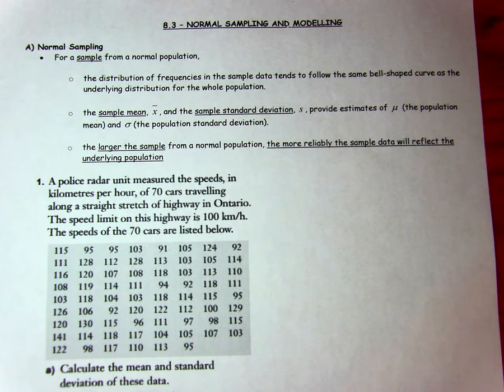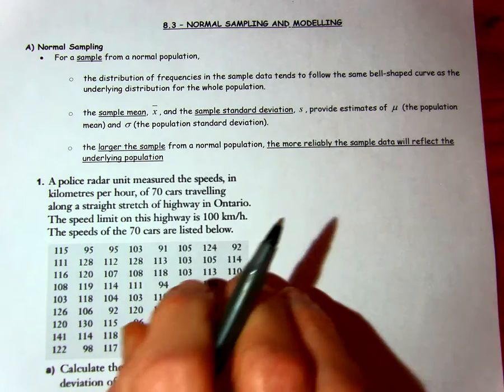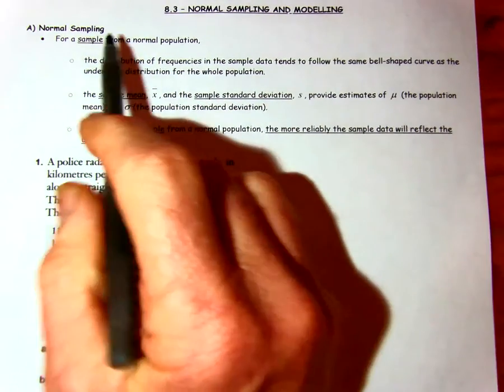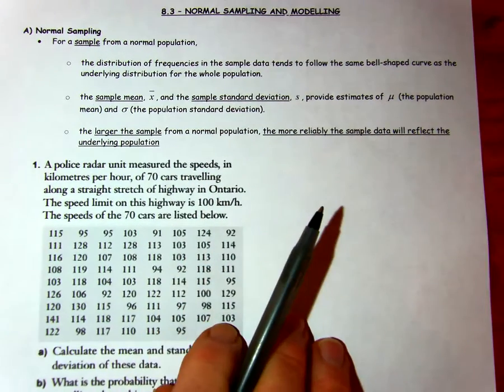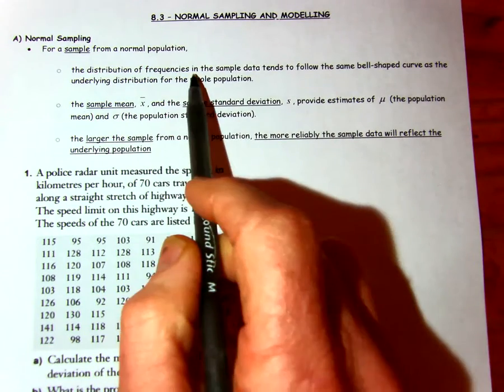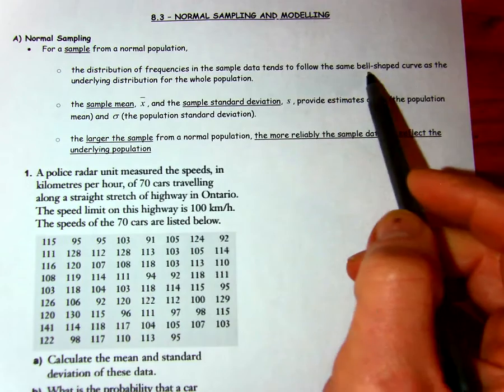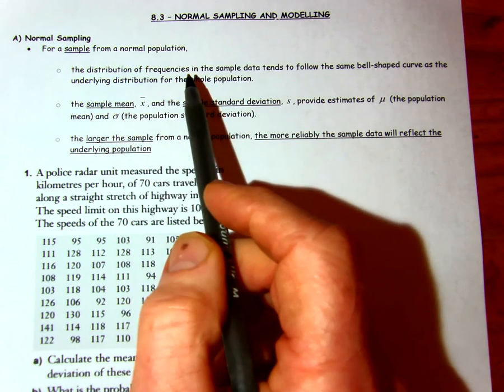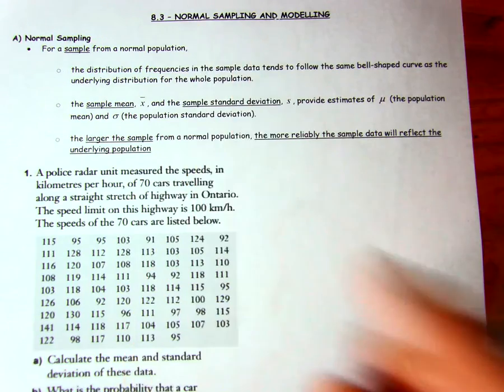So a lot of times you have a huge population and you only sample a little part of that. We'll talk about more of that when we get to the next unit, the single and two variable statistics. But a sample is just a small portion of the population. Population is the whole group of objects or people that you're studying, and the sample is just a smaller size. So if you take a sample from a normal population, a lot of times the distribution of frequencies in the sample data tends to follow the same bell-shaped curve as the underlying distribution for the whole population. So again, a lot of times when you collect data, this normal distribution pops up a lot.